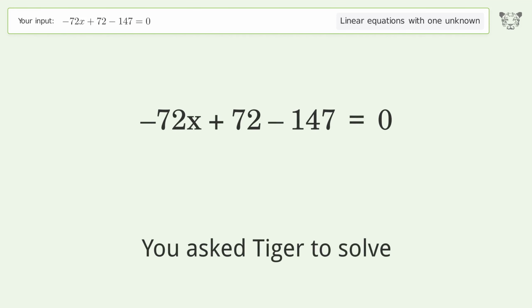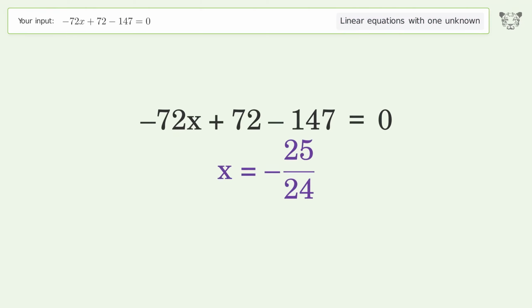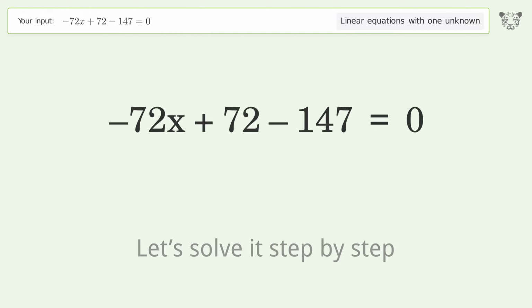You ask Tiger to solve. This deals with linear equations with one unknown. The final result is x equals negative 25/24. Let's solve it step by step.